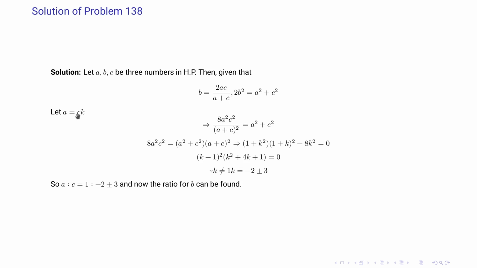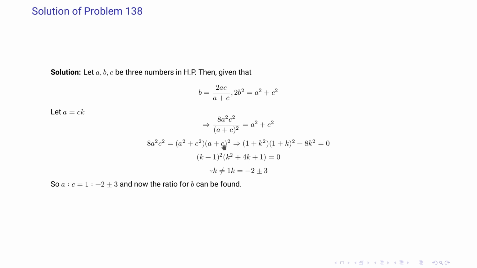Now we let A is equal to CK, so over here we put CK. We have not substituted the value here, so we have this. So here we substitute the value of B, so it becomes 4A square C square by (A plus C) whole square, and then multiplied with 2, it becomes 8A square C square by (A plus C) whole square. This is equal to A square plus C square. Now we cross multiply, and then we substitute A is equal to CK. Once you substitute A is equal to CK, you can take out A square common from this, and that will get cancelled with this.